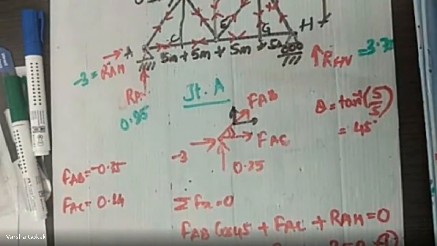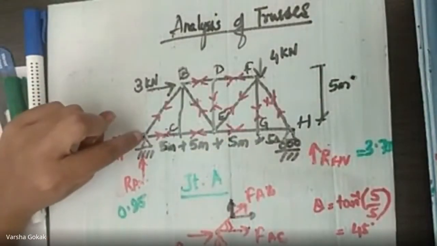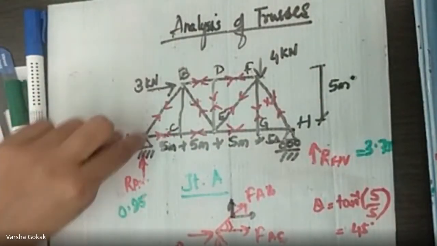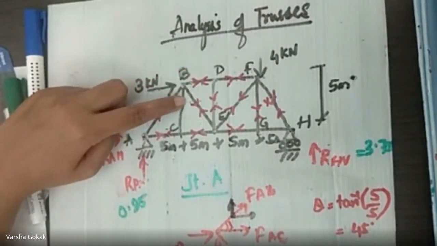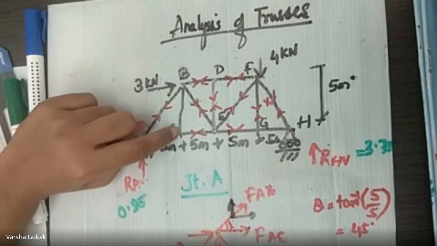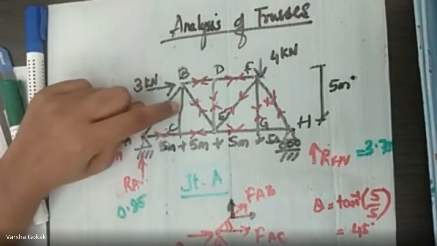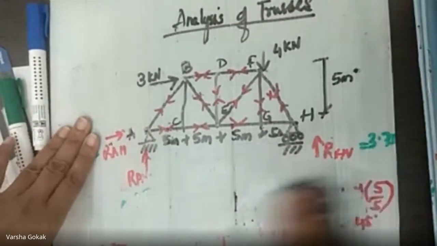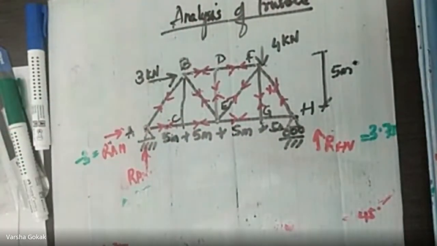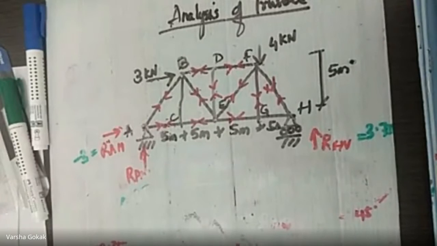So which joint shall we go to next after joint A? See, if I go to B, I have 1, 2, 3 unknowns at joint B. Only this is known. If I go to C, I know this, only 2 are unknowns. So we have to pick which joint now? Quickly. What do you think, which joint has to be picked?